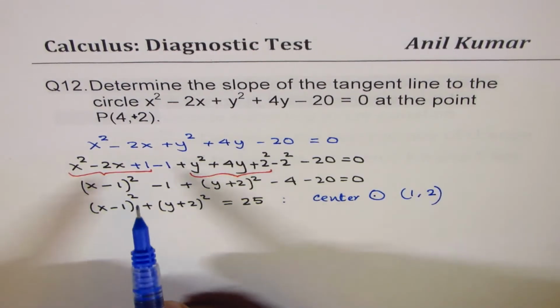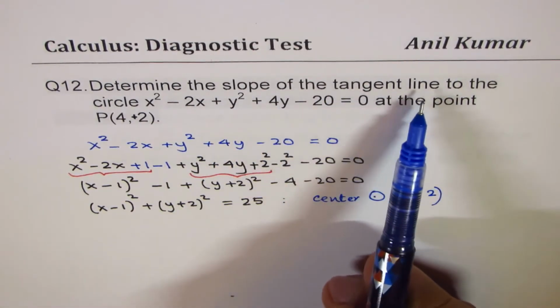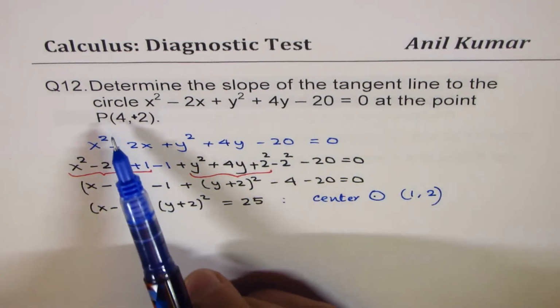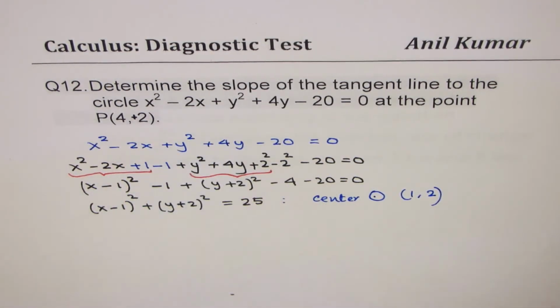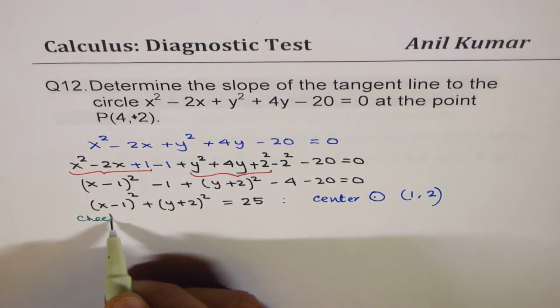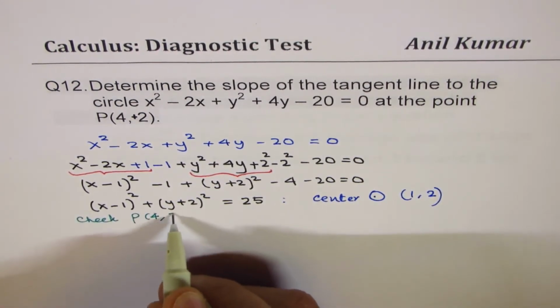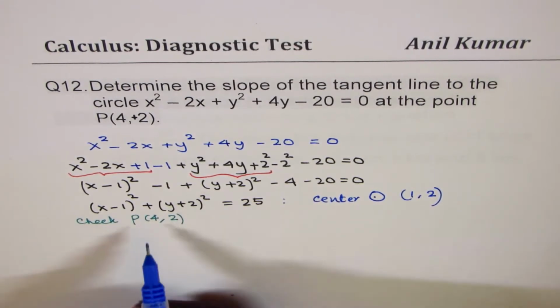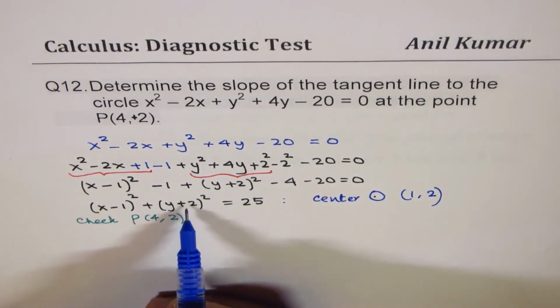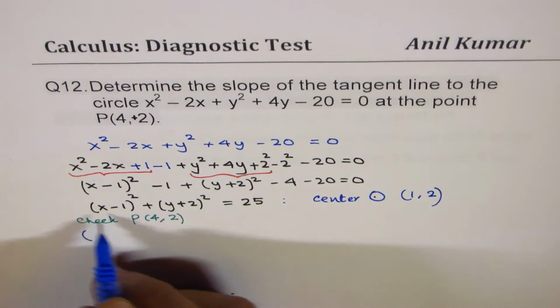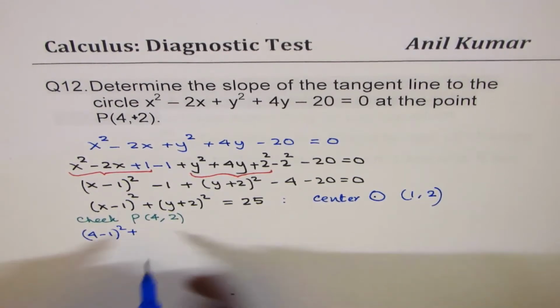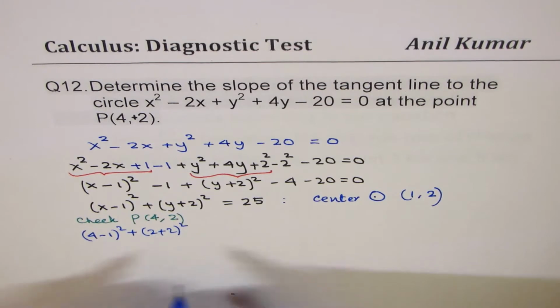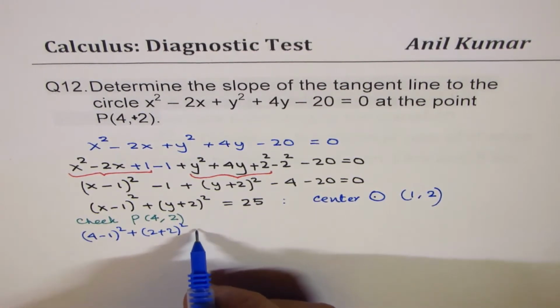Correct? Now we have to find the slope of the tangent line to the circle at the point (4, 2). So this point is on this circle. What you can do is verify just to be sure. So let's check the point (4, 2), right? Is it on the circle? For doing so, I'll replace x with 4, y with 2, and see if we get 25. So let me write 4 here. We get (4 minus 1) whole square plus (2 plus 2) whole square, and that gives you what?